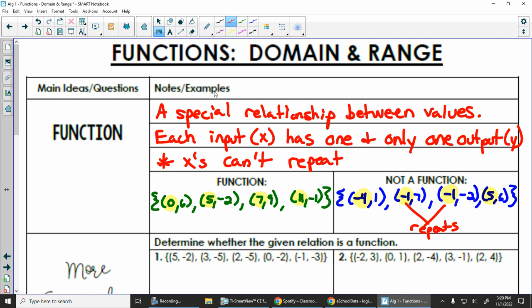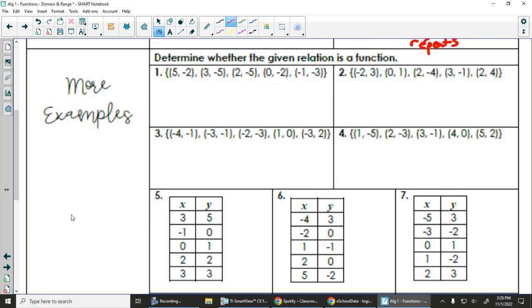Okay? So if we take a look here, and again, at any point, pause the video if you need to catch up on the notes. If we take a look at some more examples, it says determine whether the given relation is a function. So we're just going to answer yes or no. These first four questions are exactly what I was just showing you. So we're going to zero in on looking at the x's. Here in number 1, we have a 5, a 3, a 2, a 0, and a -1. Every single one of those x's is different. None of them repeated. So yes, this is going to be a function.